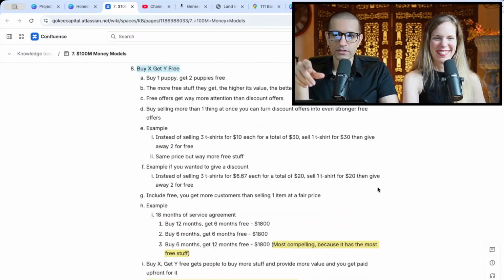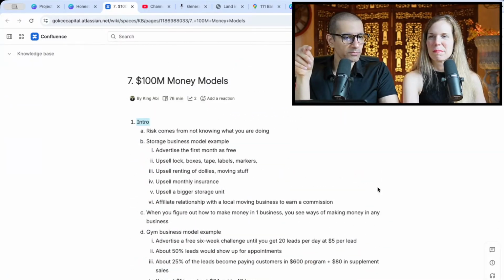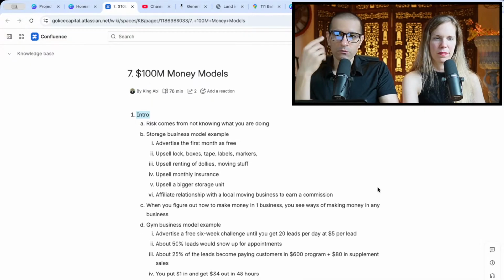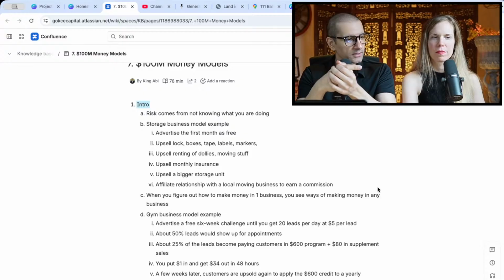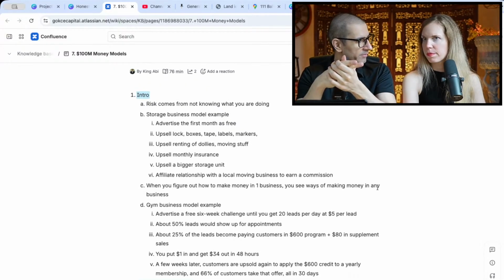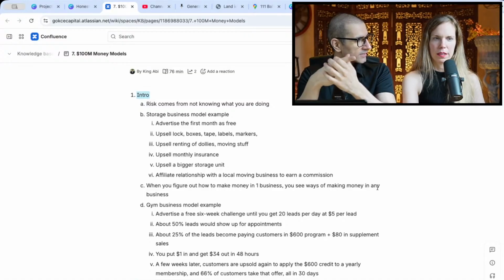So these are all my notes from the book by Alex Hormozi, and we covered what money models are. We covered the attraction offers. So you remember? There are 5 of them. Giveaways. Win your money back. Decoy. Pay less now, pay more later. And buy X, get Y free.